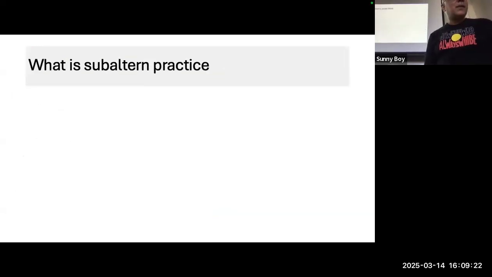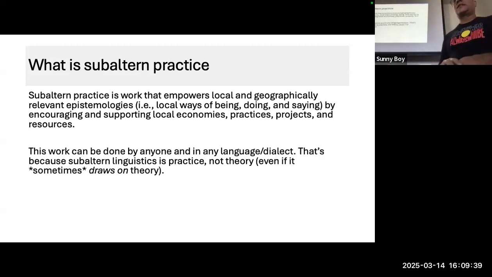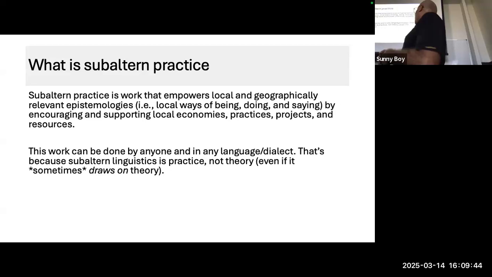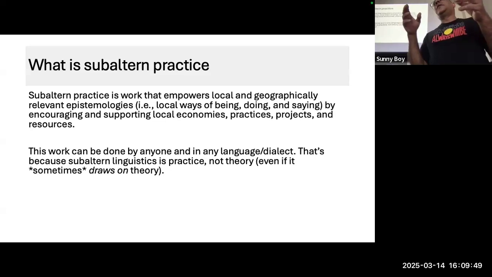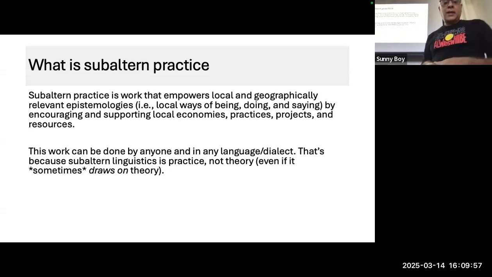All right, so moving on. So what is subaltern practice? Subaltern practice is essentially work that empowers local and geographically relevant epistemologies. It's not driven by theory, even though we may draw on theory. It can also be done by people who have no linguistics necessarily. It can be done by people who would do other stuff in their lives. And we look at those things in relation to how they're tackling real world issues in the community where they live. So trying to address issues that people have where they are.